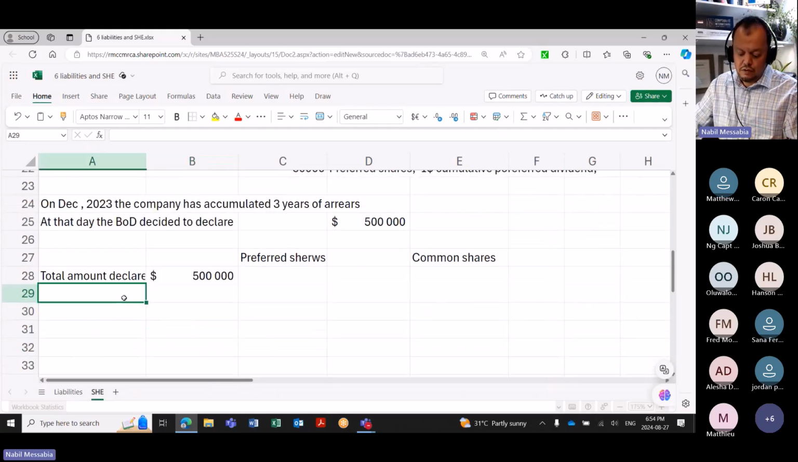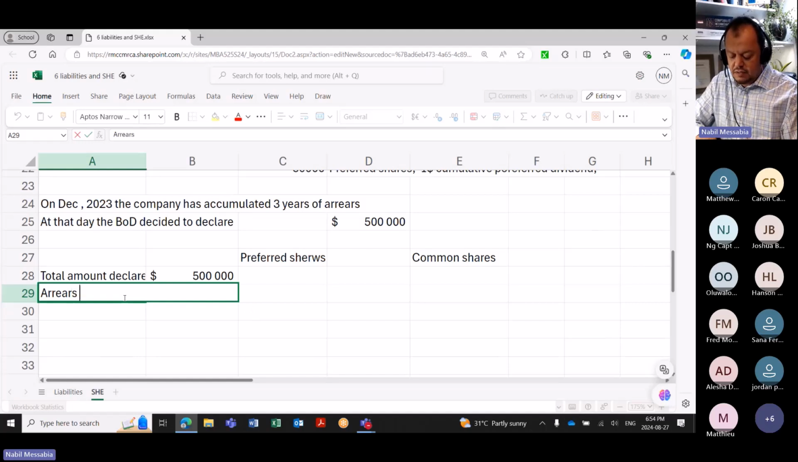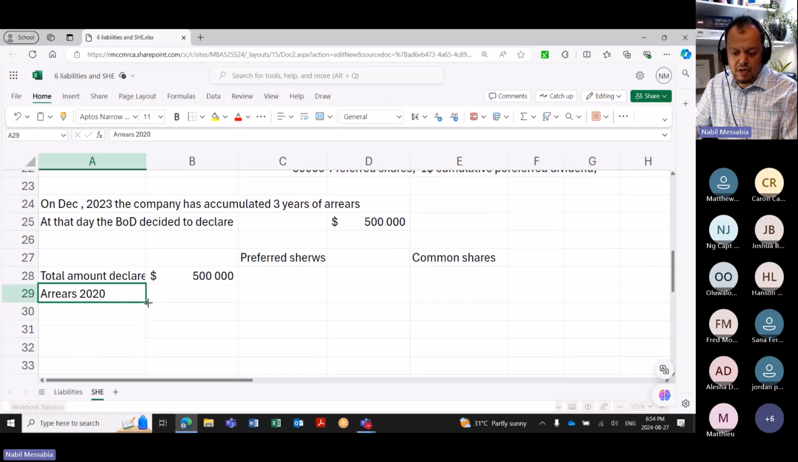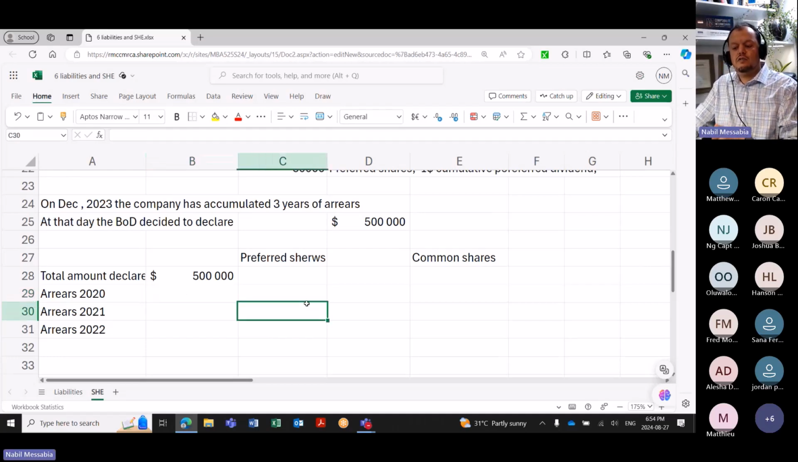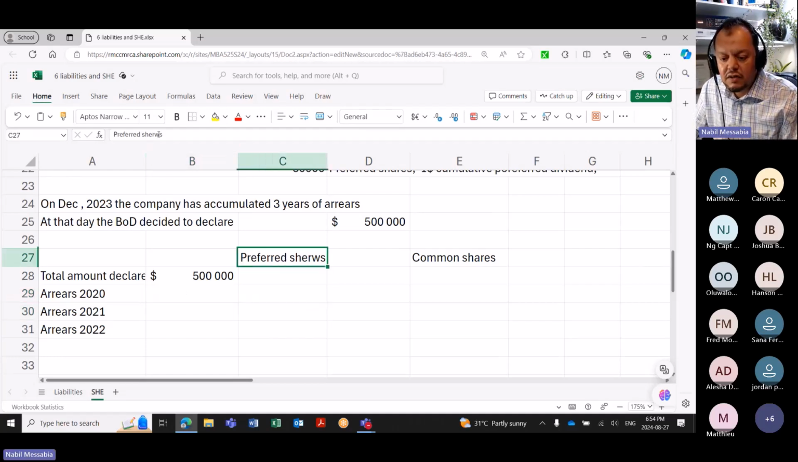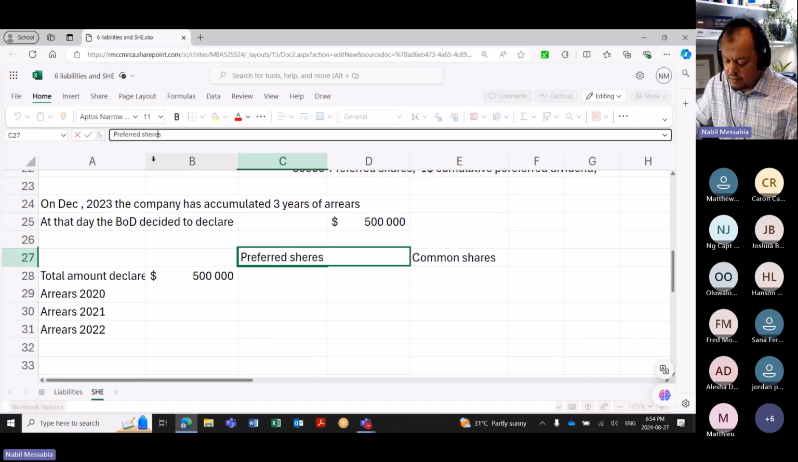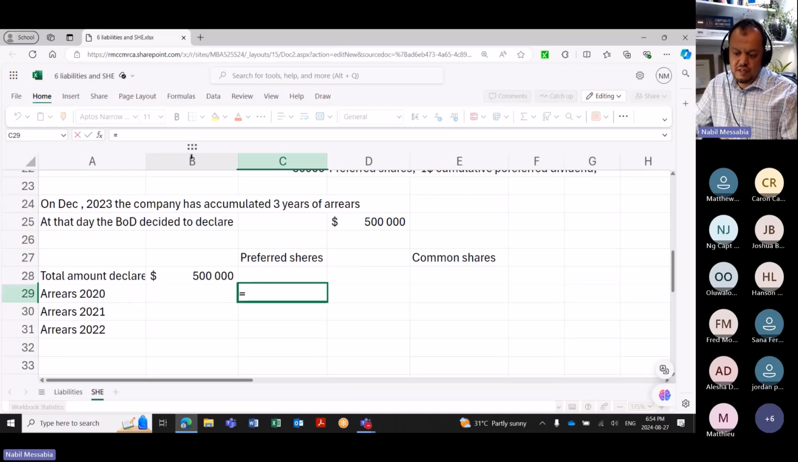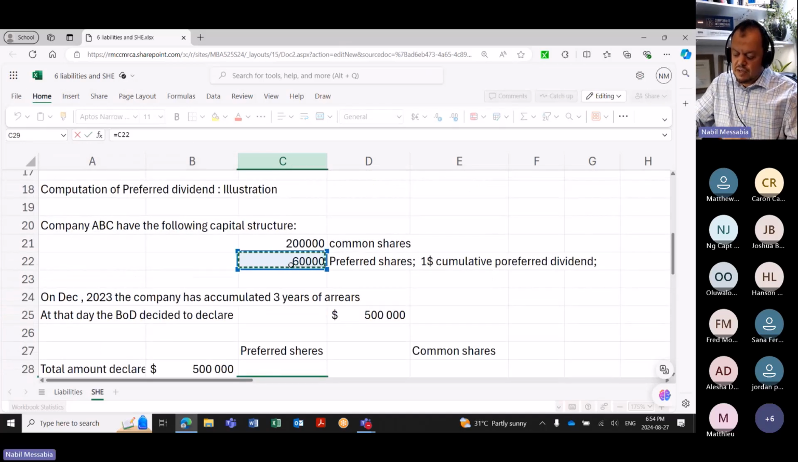So they have 3 years of arrears: 2022, 2021, and 2020. We start with the oldest one, arrears 2020, and then arrears 2021, and then arrears 2022. And this will go to the preferred shares. How much is the arrears for 2020? So 60,000 shares multiplied by $1 as per the charter.